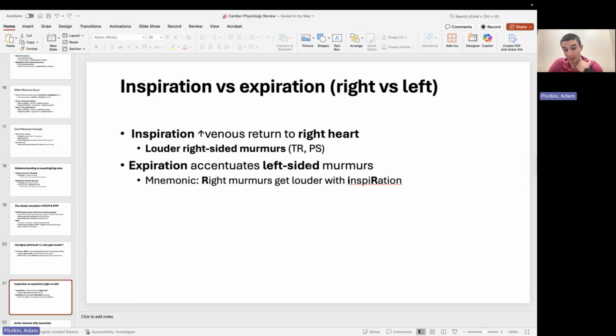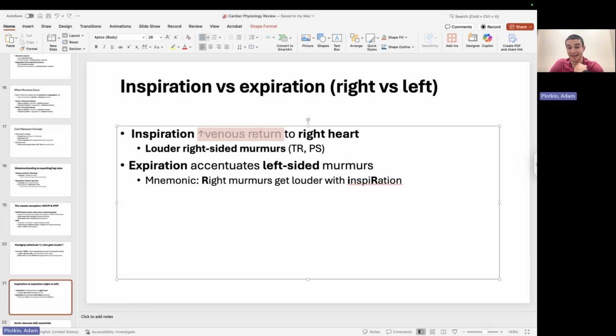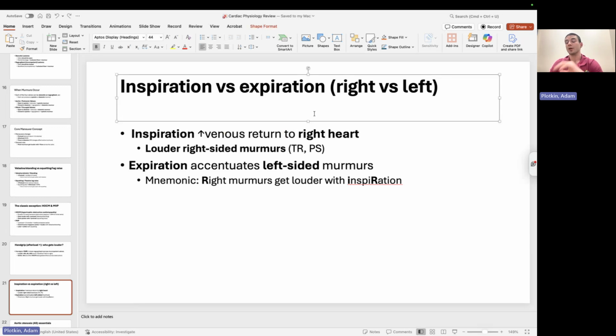Inspiration and expiration. When I inspire, it increases the venous return to the heart. So when I inspire, my diaphragm goes down, my chest goes out, my intrathoracic pressure does the opposite of what the Valsalva does. My intrathoracic pressure goes down. When my intrathoracic pressure goes down, there's less pressure in my chest. The pressure in my systemic venous system is higher, so it pushes more blood back to the right side of my heart.